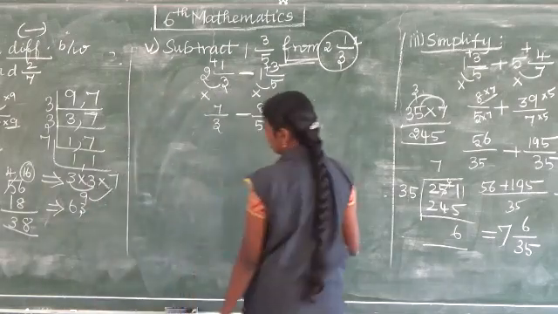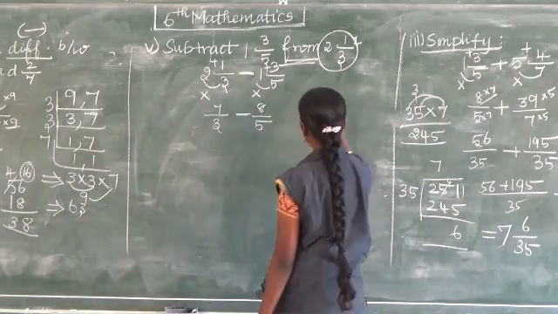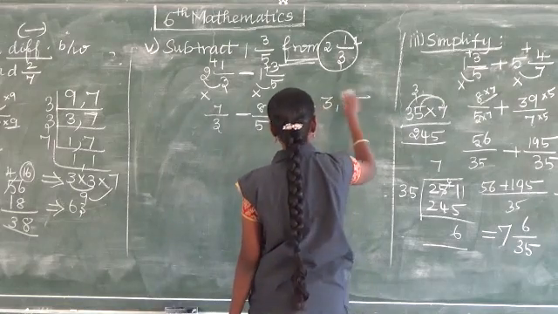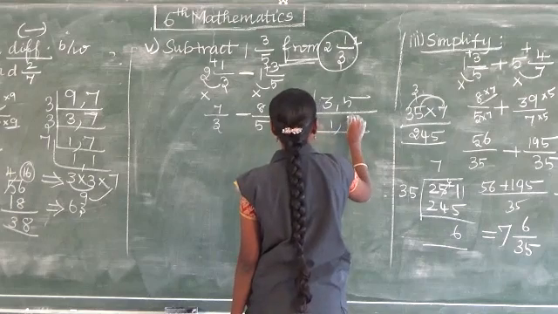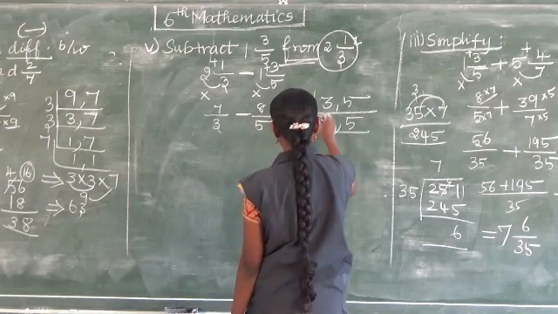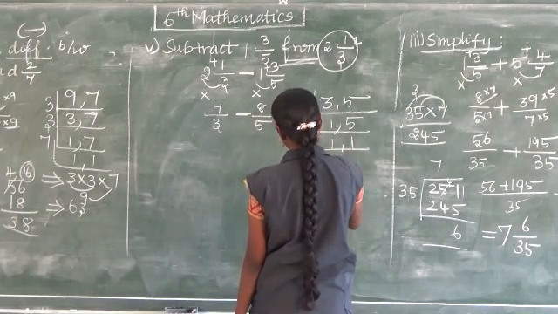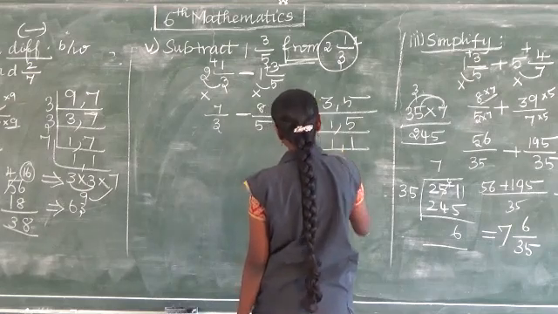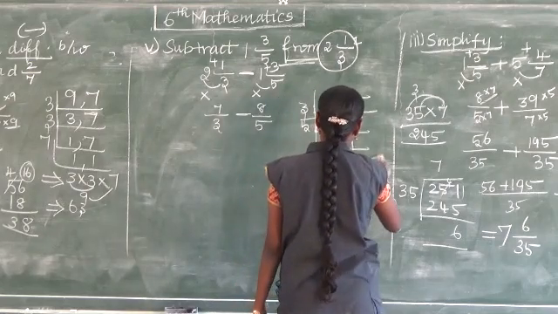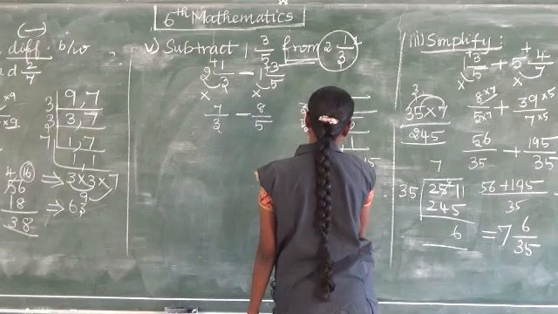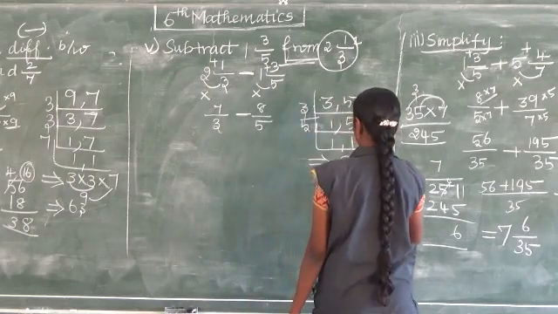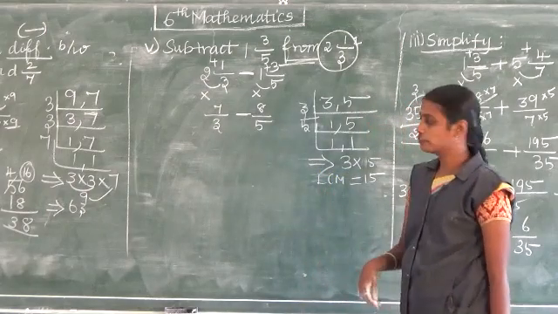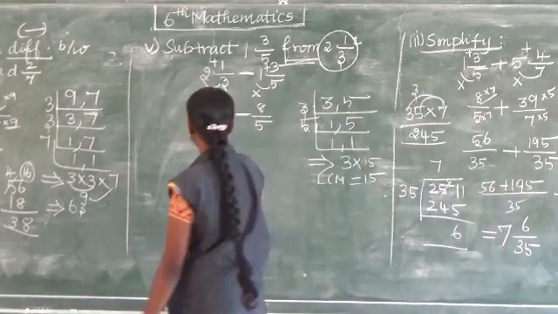Now the denominators are different. Take the LCM for 3 and 5. 3 table, 1, 5 as it is; 5 table, 1 and 1. Multiply now, 3 into 5, 15. So the LCM is 15. Now make the denominator 15.